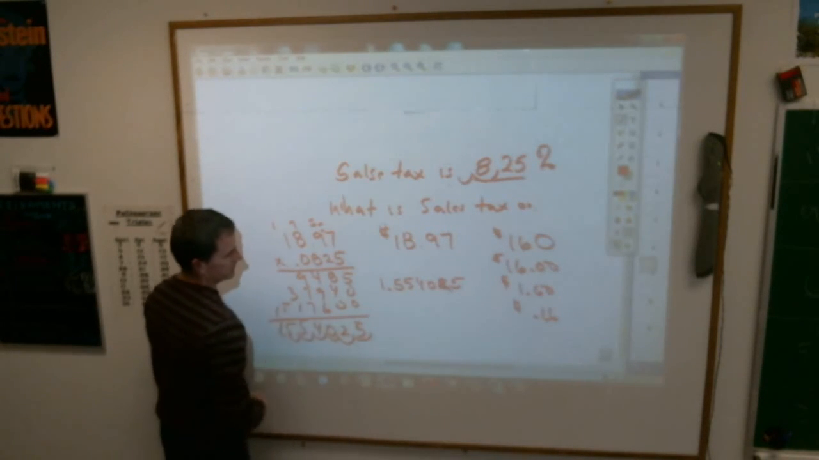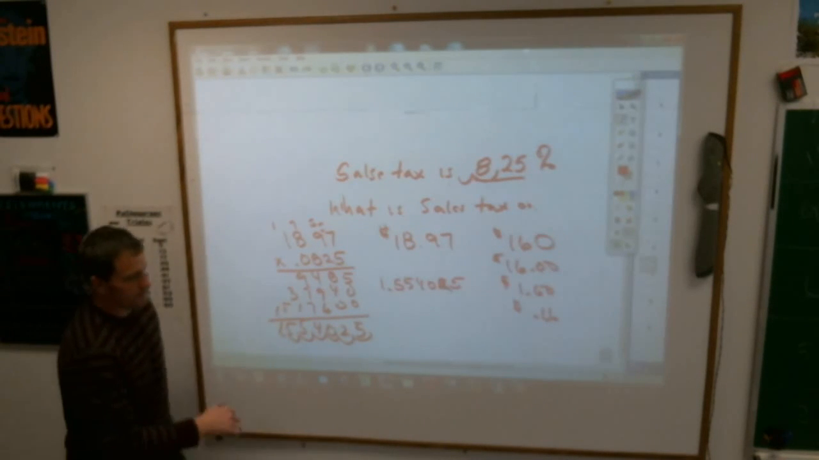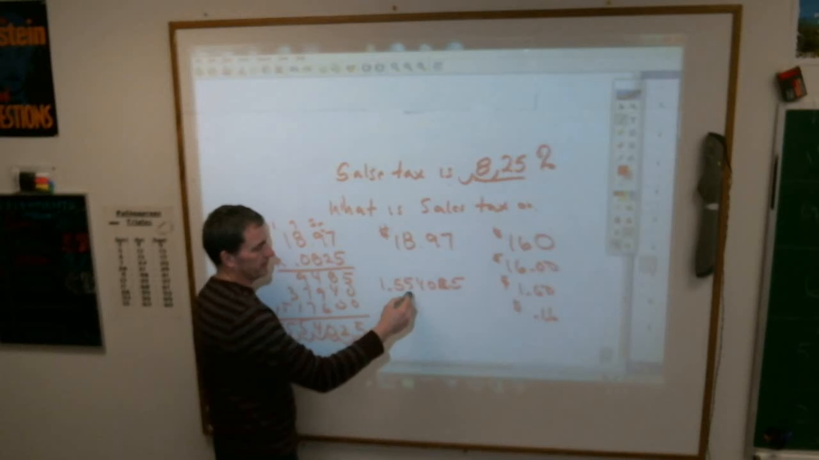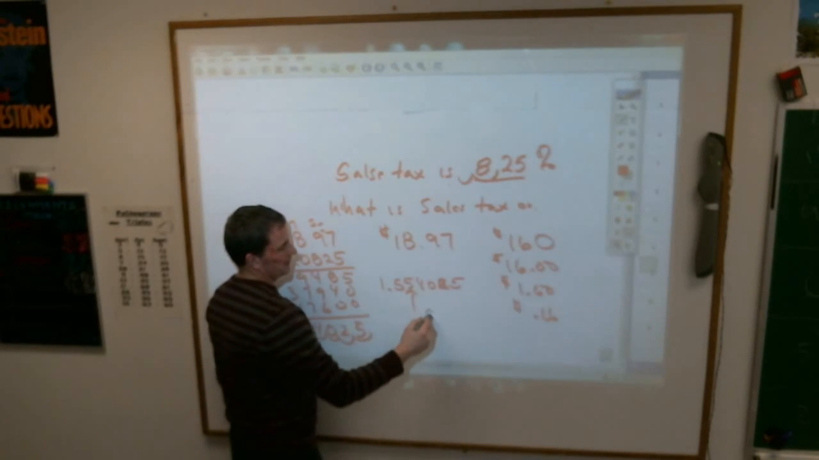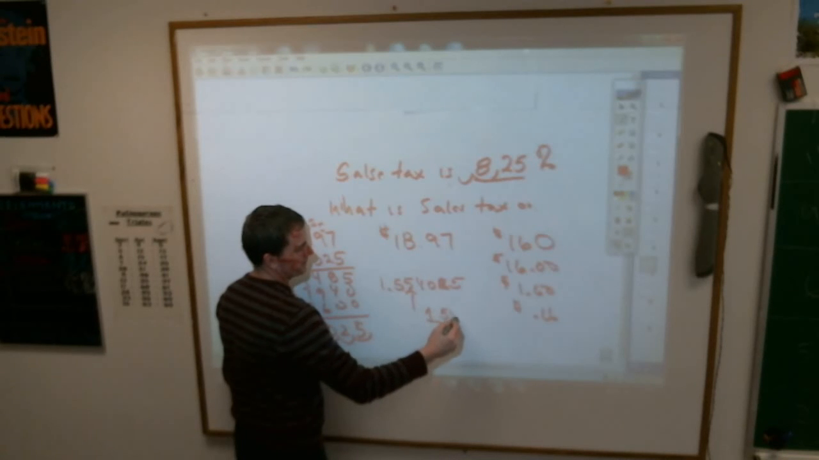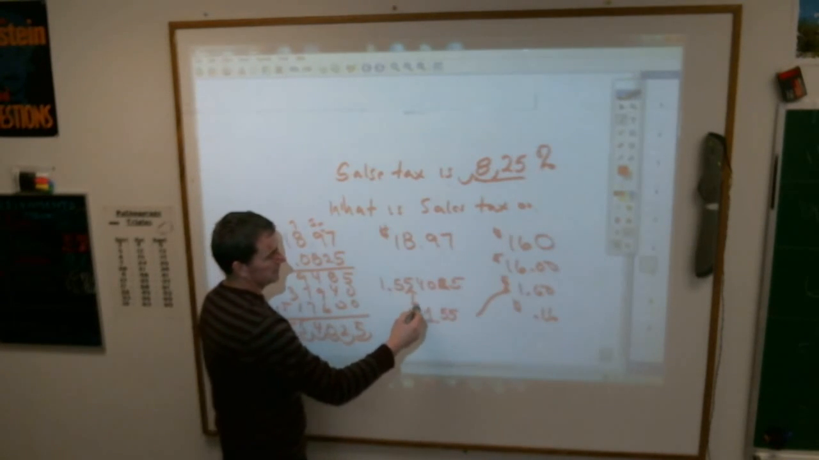Can I leave that as your answer? Why? Because in money we only go to the hundredths place because that's our penny. So my real answer is it going to be $1.55 or $1.56? $1.55, which makes sense with what I said, close to $1.60 in tax.